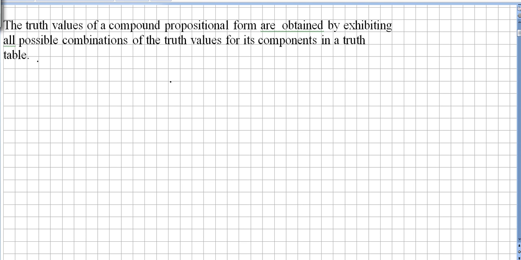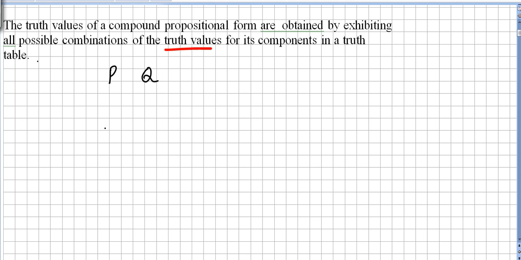So in this video we get directly into the subject, the very important subject in logic of truth tables. The truth values of a compound propositional form, please check the previous videos for this, are obtained by exhibiting all possible combinations of the truth values for its components in a truth table. We saw in the previous videos we had two propositions, proposition P and proposition Q.